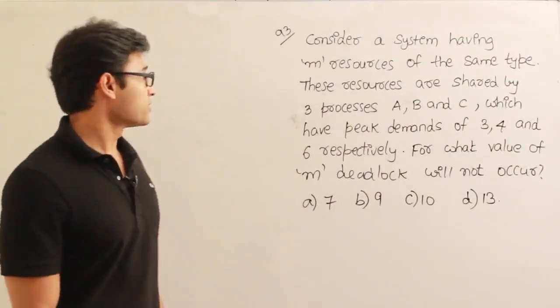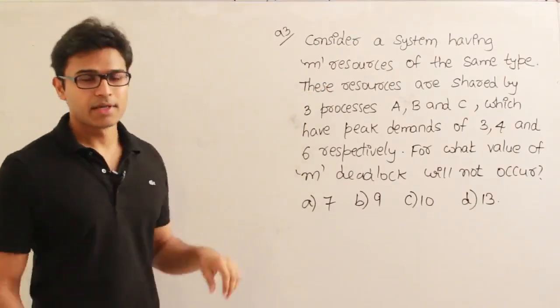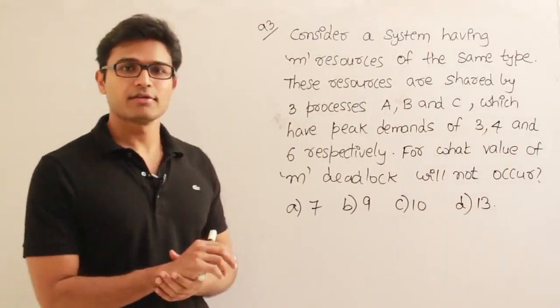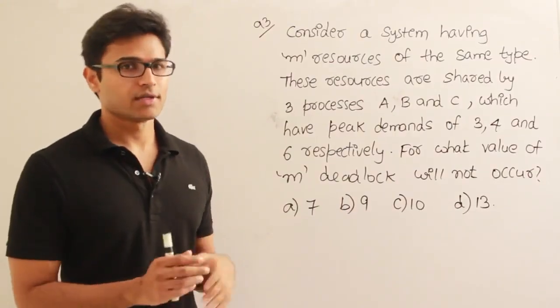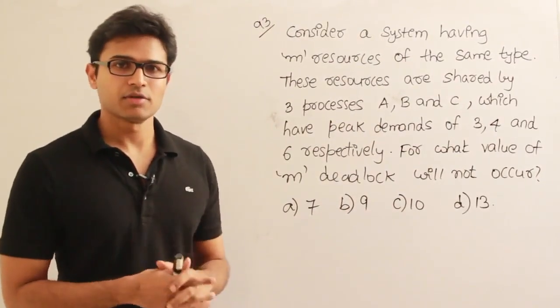This is a GATE 93 question. They are asking: consider a system having m resources of the same type. Which means we don't know the number of resources. It is some variable, not any given constant.